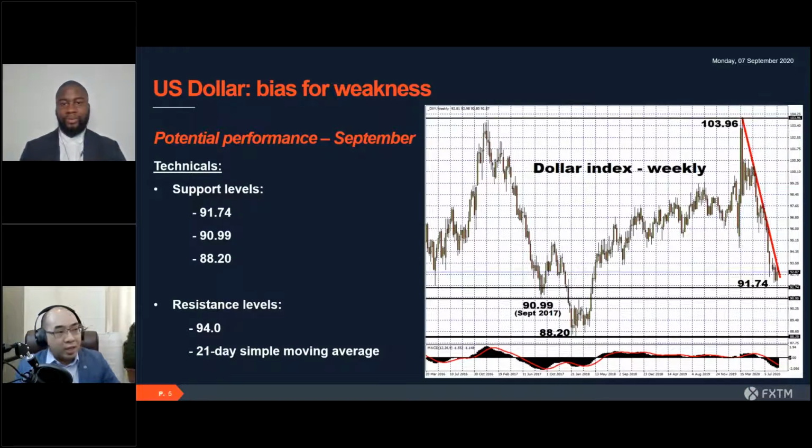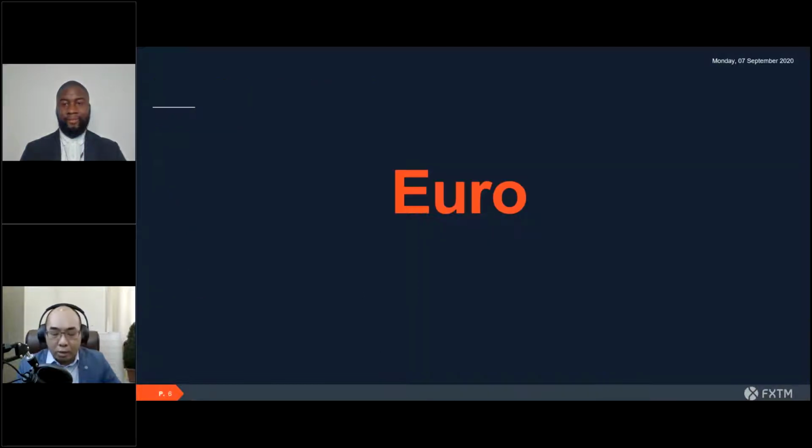Now, that's on the dollar index. Now, another currency that will have a major say on the dollar index is the euro. Now, for those of you who are not familiar, the euro accounts for more than half of the dollar index.